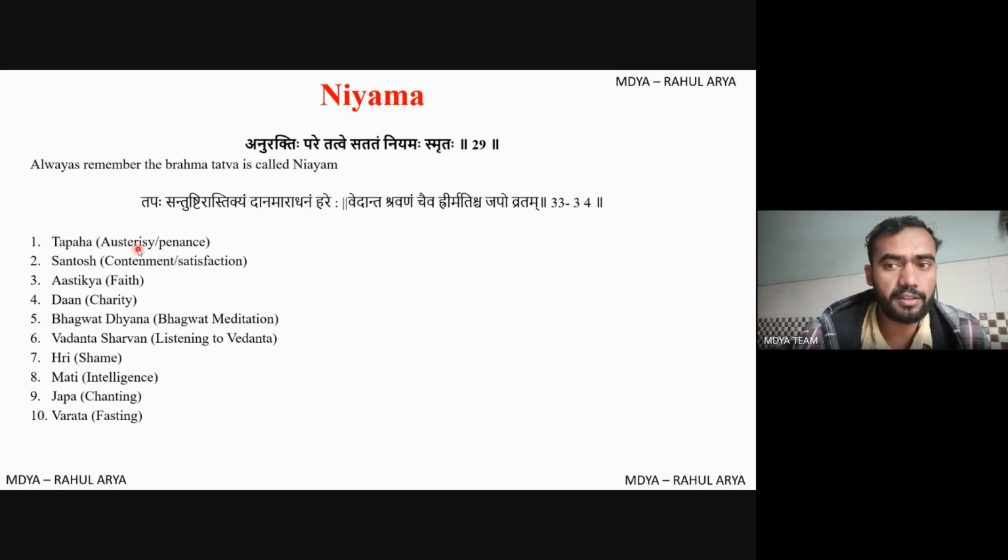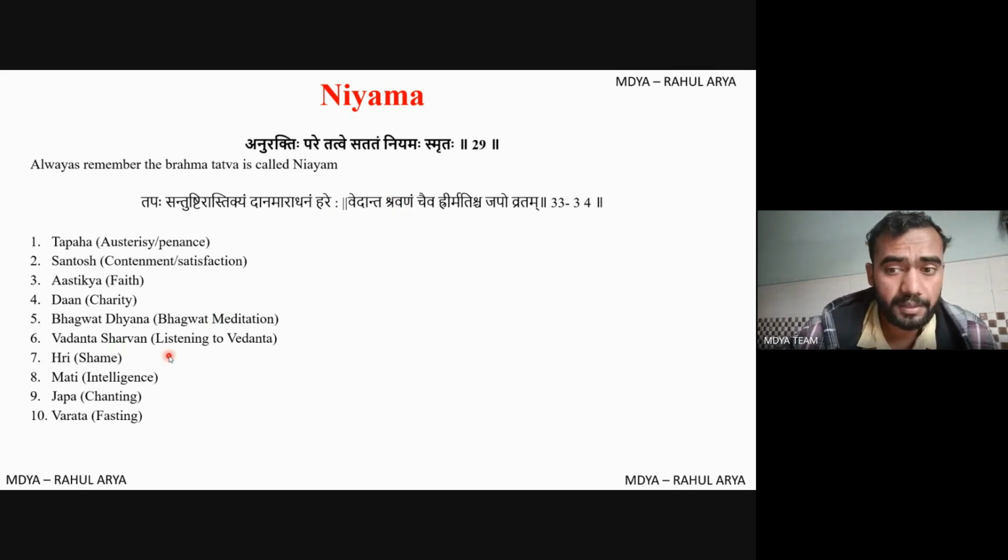Tapaha meaning austerity or penance. Santosa meaning contentment or satisfaction in life. Astik meaning believing someone, believing in God, or faith. Dan, charity, donation. Aradhanam Harehe: Aradhanam meaning devotion, and which devotion? Devotion of the Hari. Bhagavad Dhyanaha also you can say, or devotion to the God.